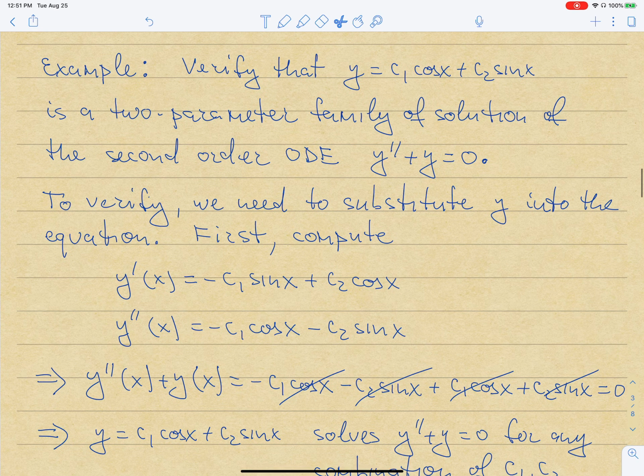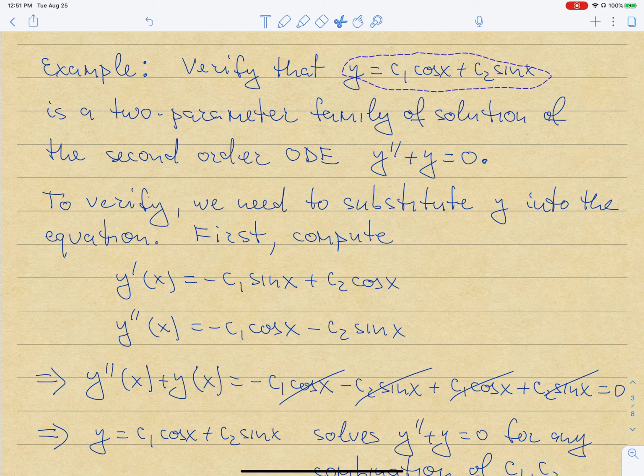Okay, let's do an example. I want to verify that the function y equal to C1 cosine of x plus C2 sine x forms a two-parameter family of solutions of a second order ODE, y double prime plus y equal to 0. Already I can see that this is a two-parameter family of functions, because this expression defines infinitely many functions that are distinguished by different values of C1 and C2.